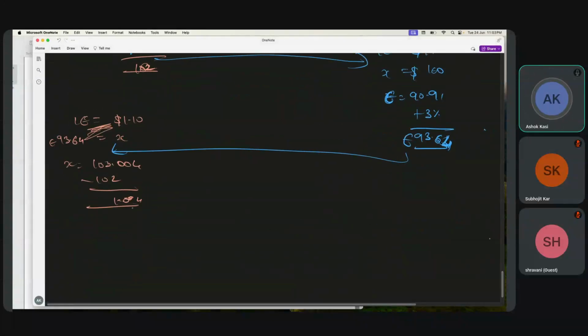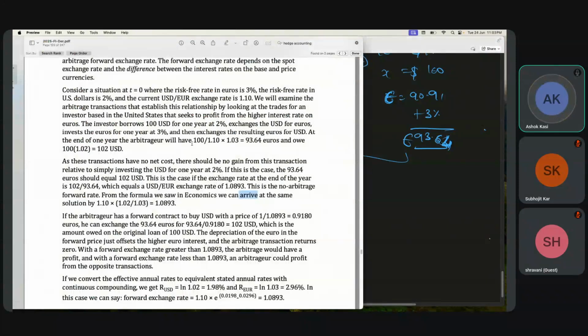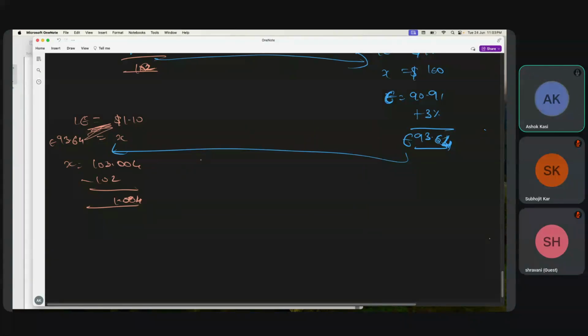You will make this much of profit. Now suppose they are saying at what rate you will make neither profit nor loss. That will be what rate? So that will be 102 divided by 93.64. Just calculate this.